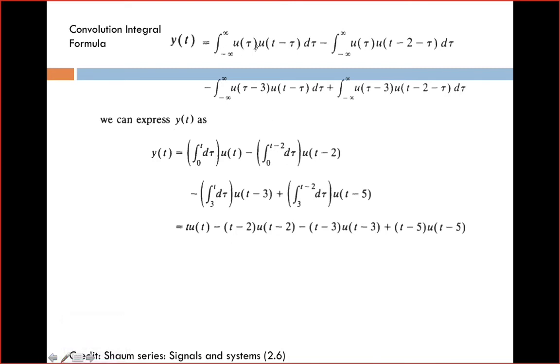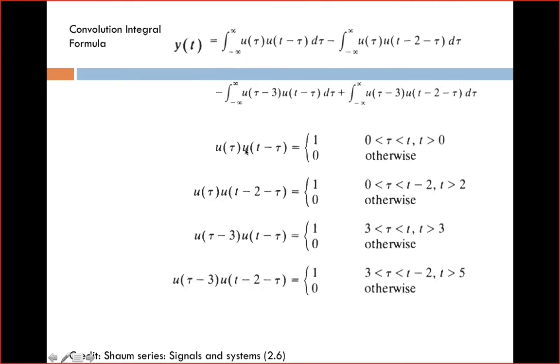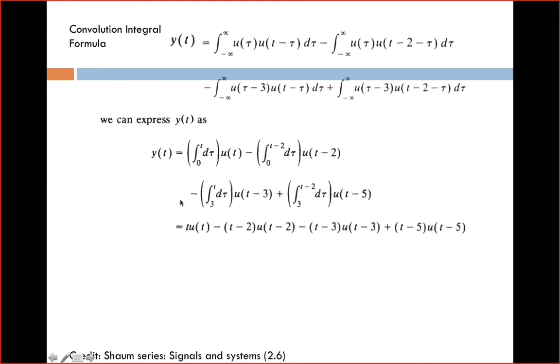Now we are going to take the first equation, that is the integration over minus infinity to plus infinity of u of tau into u of t minus tau d tau. For this case, the limit of the tau value is starting from 0 to t. So for 0 to t the integration value is 1.